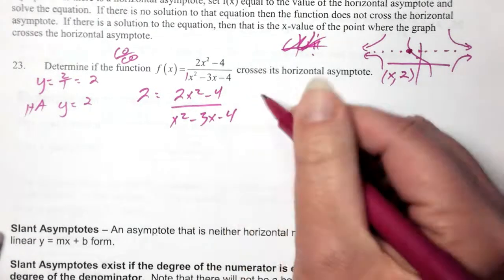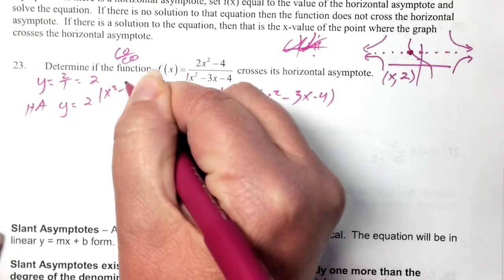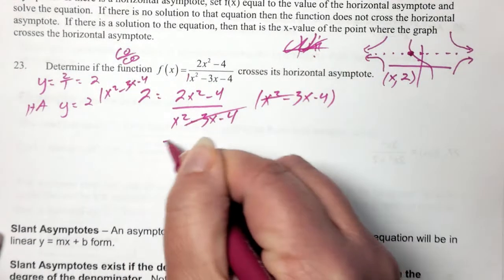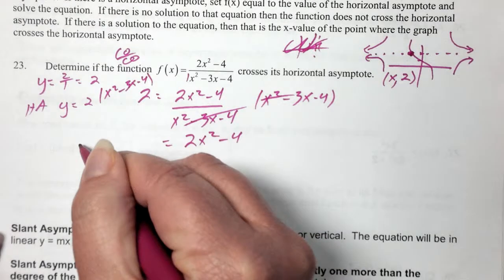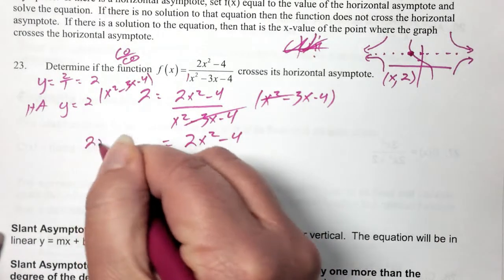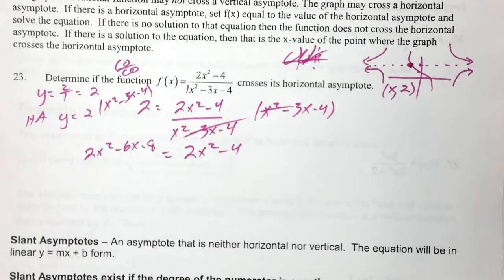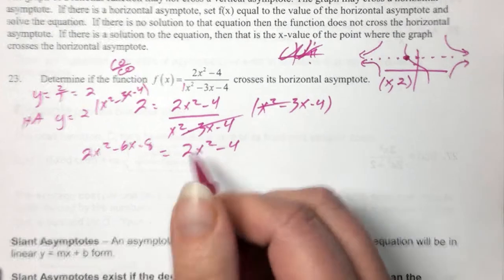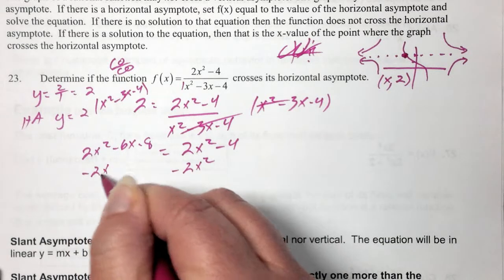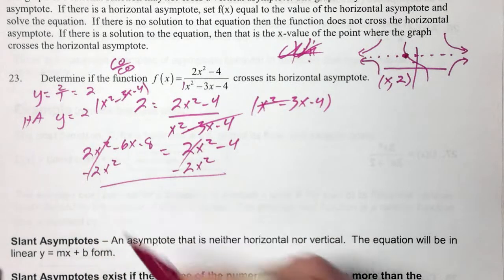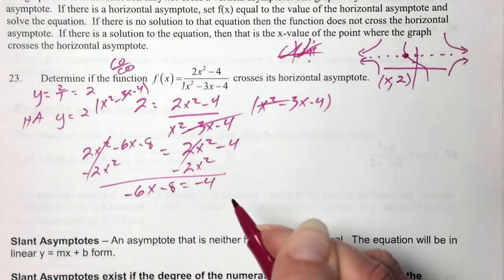If I want to solve this equation, I'm going to multiply both sides by x squared minus 3x minus 4. So on the right, I'll have 2x squared minus 4. On the left, I distribute the 2 through that denominator that I multiplied through. So 2x squared minus 6x minus 8. Both the x squared, the negative 3x, and negative 4, they all got multiplied by 2. So now I've got a nice quadratic equation here. I want to get everything on one side so it can be set equal to 0, so I'm going to subtract my 2x squared from both sides. And look at that, the x squareds cancel on both sides and leave negative 6x minus 8 equals negative 4.